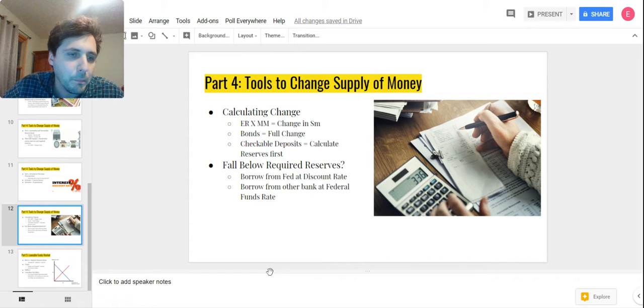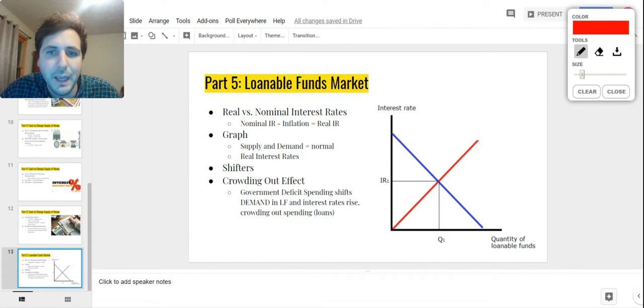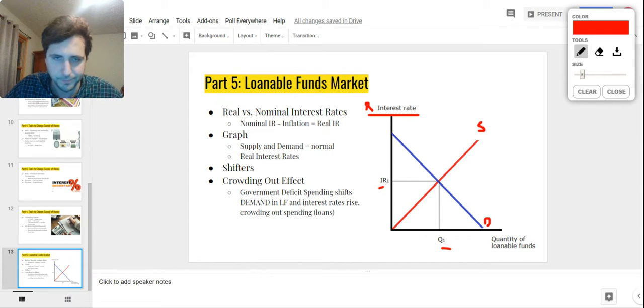Okay, now part 5, our final part, is the loanable funds market. The loanable funds market is a little bit different than the money market. They are not the same thing, right? This is actually the real interest rate here, not just nominal. So remember, nominal interest rate is not corrected for inflation. Real is. And so we're looking at corrected for inflation here. We have our downward sloping demand. We have our upward sloping supply. Looks just like a run-of-the-mill market, except we're dealing with interest rates here, and that kicks out your interest rate and your quantity.